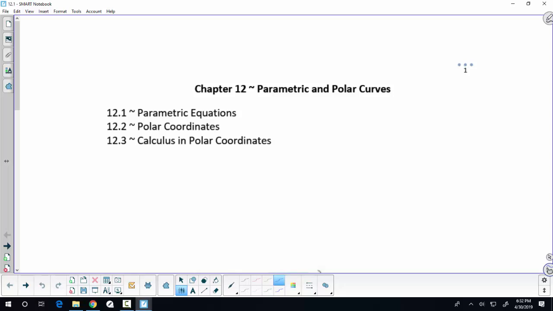I'll pass the exams back towards the end of class. We've got chapter 12 left to cover before the final. 12.1, 12.2, and 12.3. So we'll start out with parametric equations, then polar coordinates, and then calculus in polar coordinates.